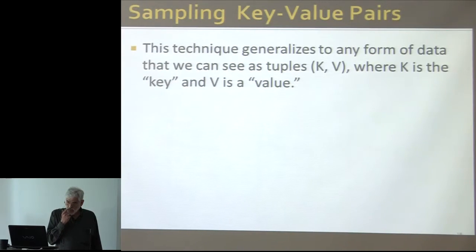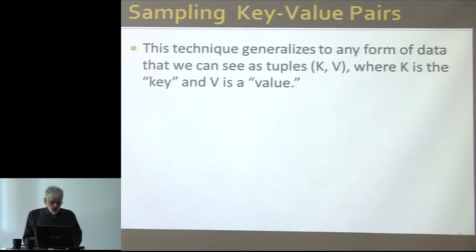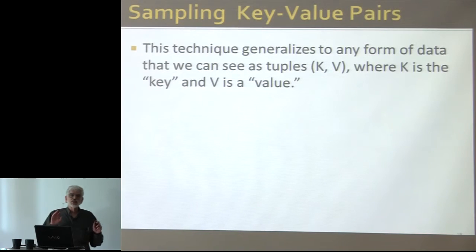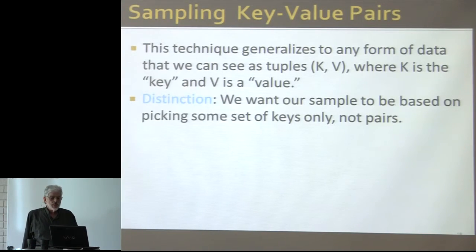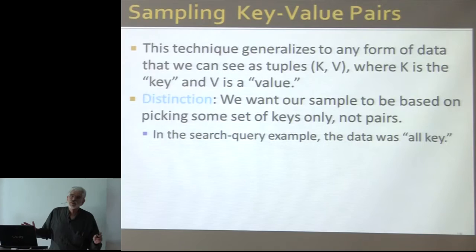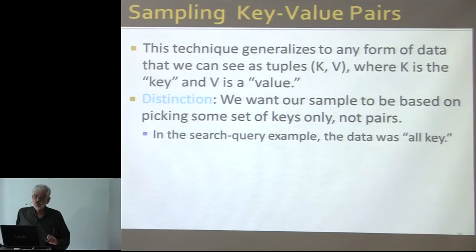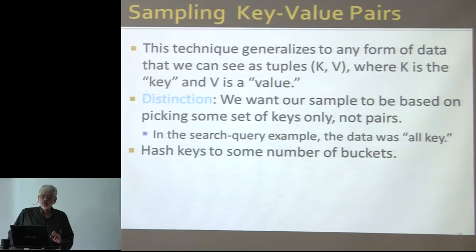Now, there's a story here, which is that this is a very simple example of a situation where you see data as key-value pairs, and you want to sample on the key only. In the simple example I gave you, the key was the whole thing. There was no associated value. The key was just the search query, and that's all we wanted to do. But I'll give you a more complicated example in a minute.